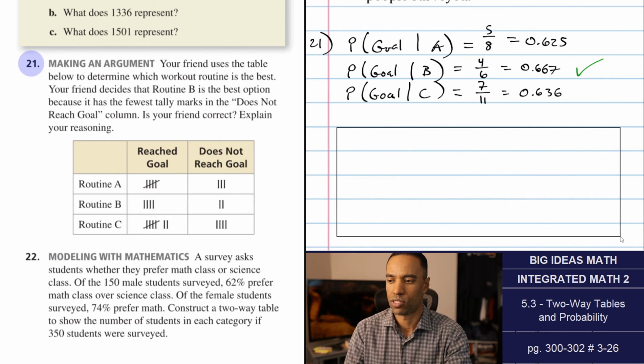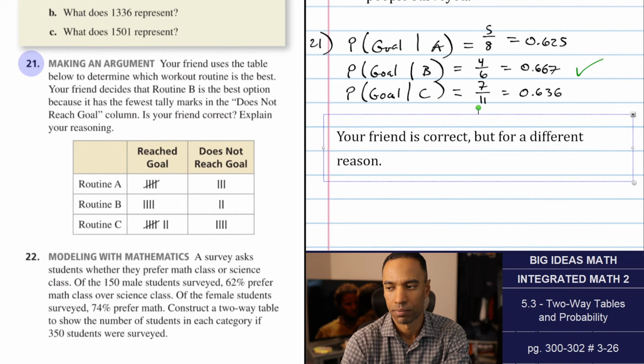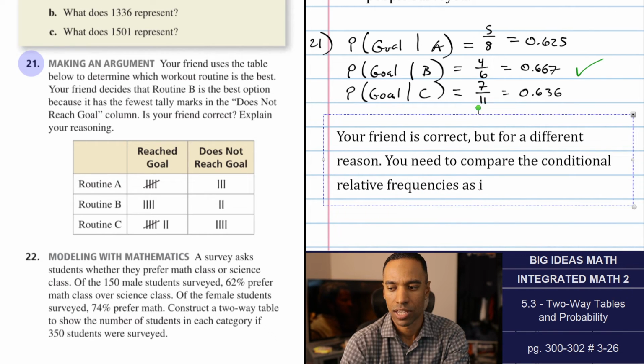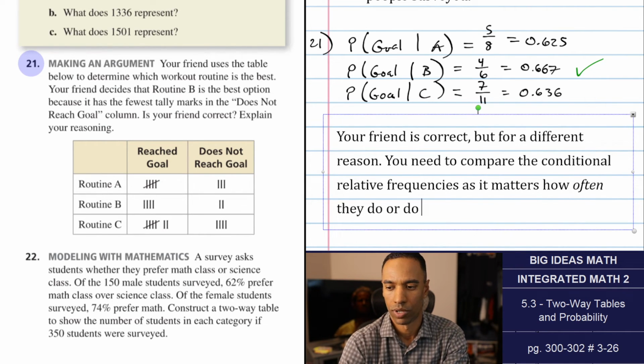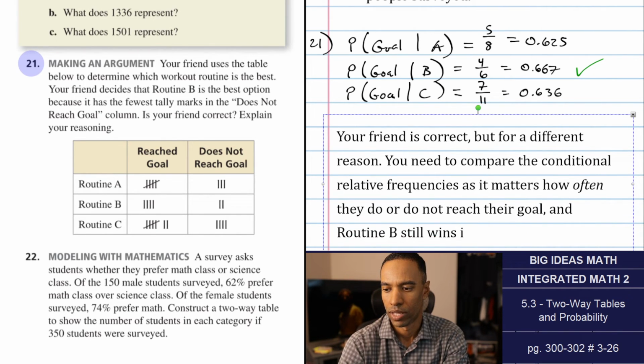So your friend is correct, but for a different reason. You need to compare the conditional relative frequencies, as it matters how often they do or do not reach their goal. And B, routine B, still wins in that department.